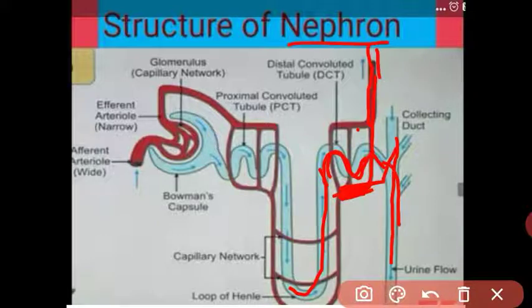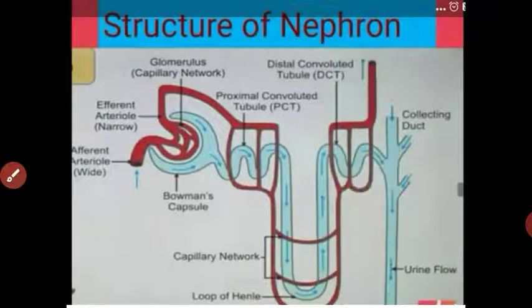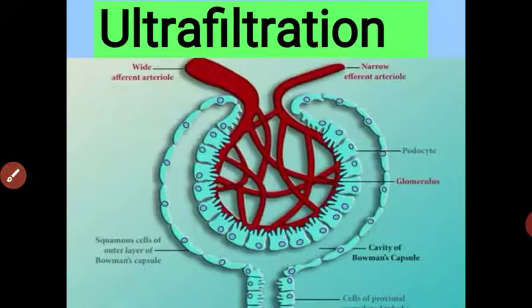Got it, student? What is the nephron? It is the functional unit, because the main function of the kidney is the formation of urine, and this function is performed by the nephron. So we call the nephron the structural and functional unit of the kidney.